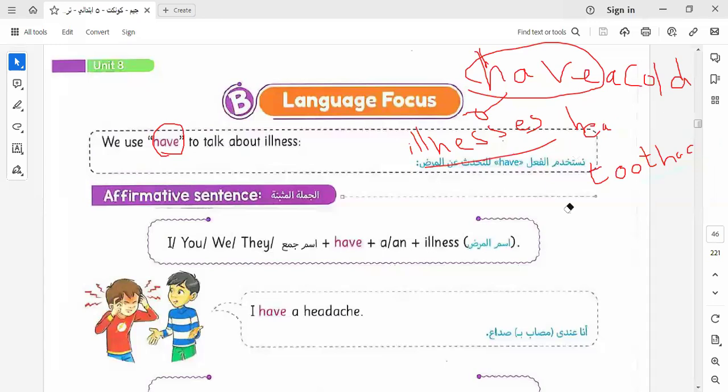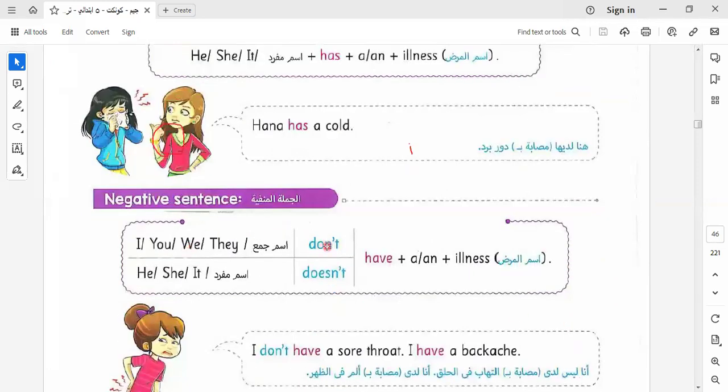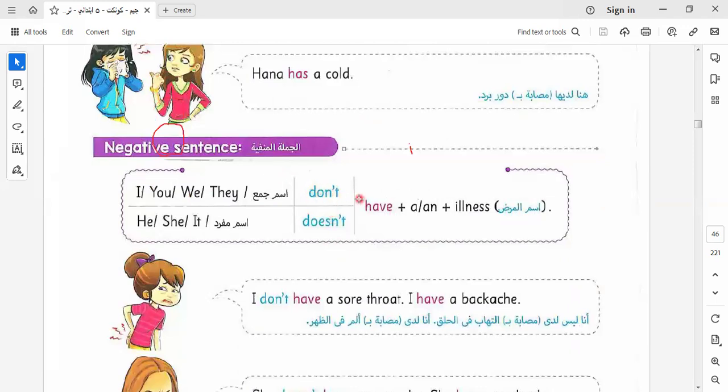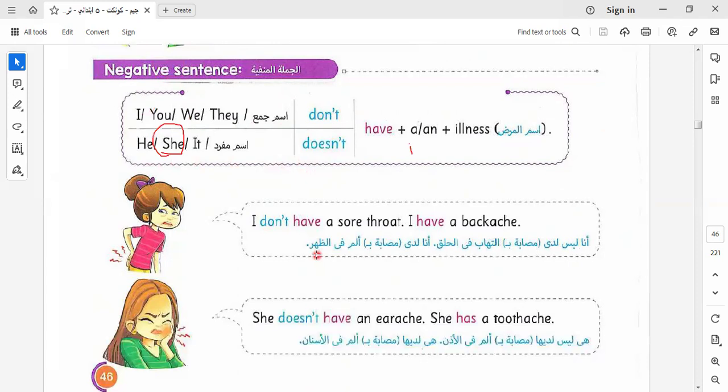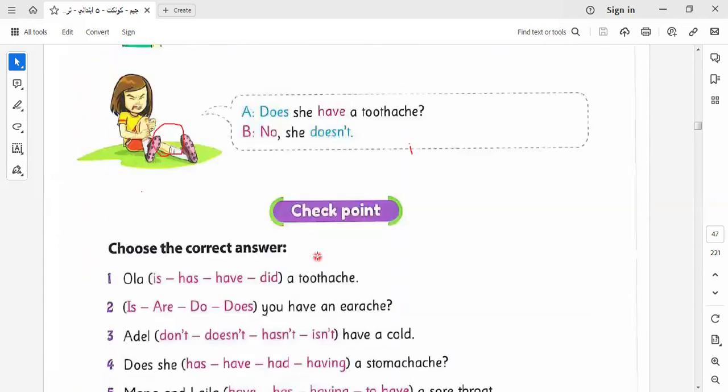Okay, let's go to another item here. I would like to repeat again that when we talk about question or negative form, we use "don't" with I, you, we, they. We use "doesn't" with he, she, it, in negative and in question form.